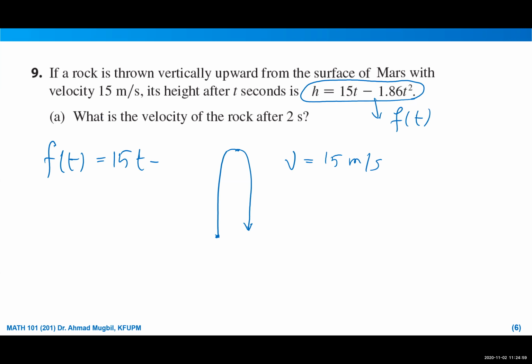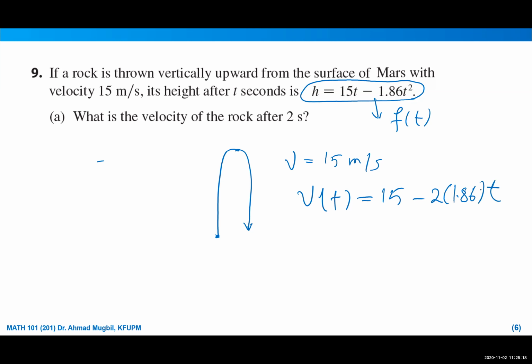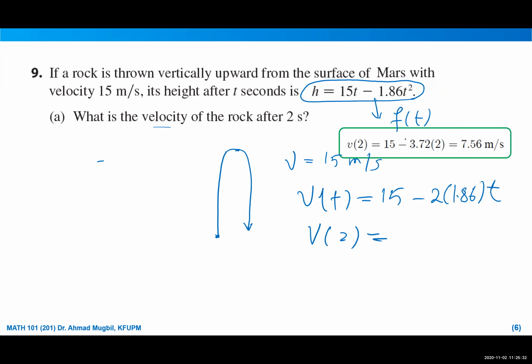Now, what does he want? What is the velocity of the rock after 2 seconds? To find the velocity, you will differentiate. So the velocity function will be just 15 minus 2 times, and I will leave the calculation for you, so just multiply by 2. This is the derivative. Now this is the velocity of the rock after 2 seconds, so put t equals 2 and calculate. You have it here. It is just the velocity at 2. So this one is 3.72.